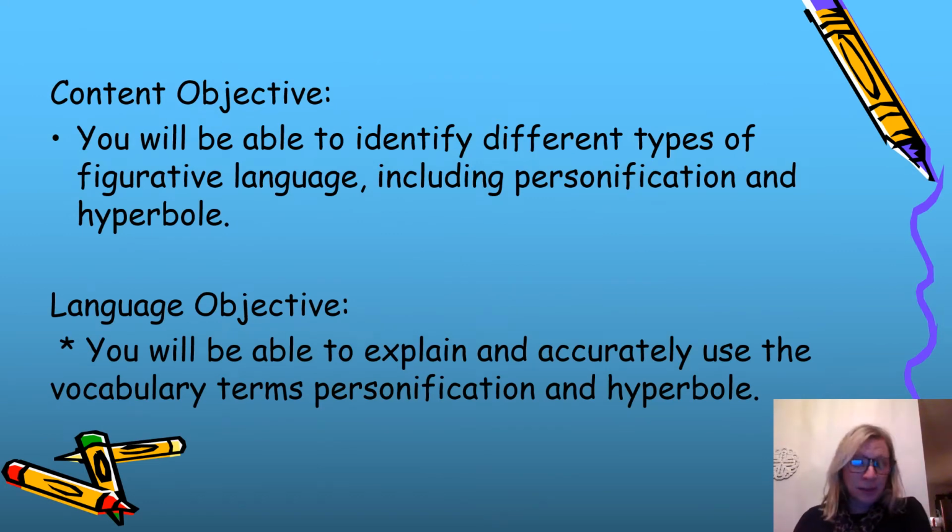So at the end of this lesson, you'll be able to identify different types of figurative language. This time you're going to be able to identify something called personification and hyperbole. You will also be able to explain and accurately use those vocabulary terms, which is again personification and hyperbole. I bet you can see that root word person in here. Are you thinking that that might have something to do with personification? If you are, correct.